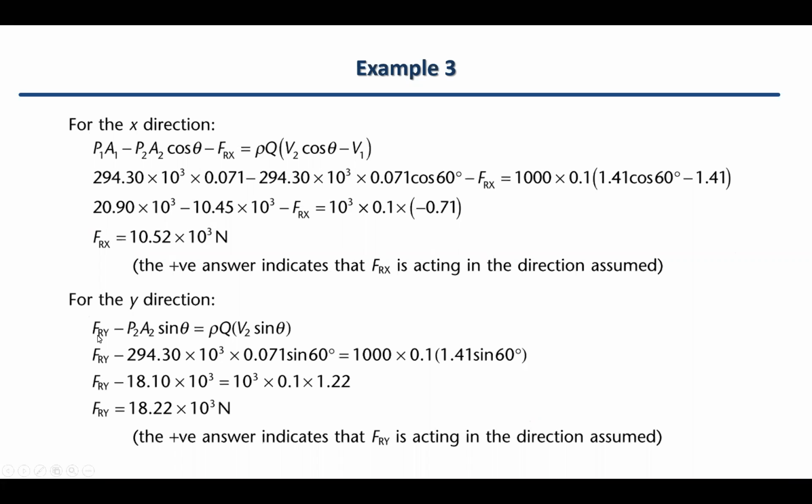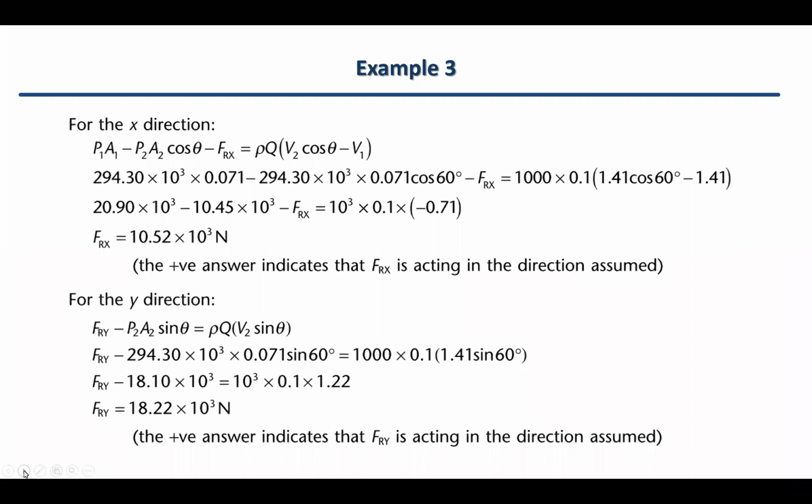For the Y direction, you can write FRY minus P2A2 sine theta, which is 294.3 thousand times the area 0.071 times sine 60 degrees, equal to 1,000 times 0.1 times 1.41 sine 60 degrees. If you simplify these equations, FRY can easily be calculated: 18.22 thousand newtons. Just bear in mind all the units of FRX and FRY are newtons. So we have this section.